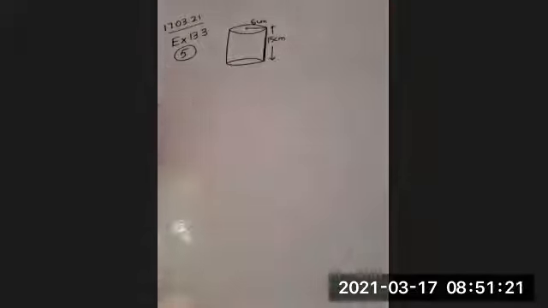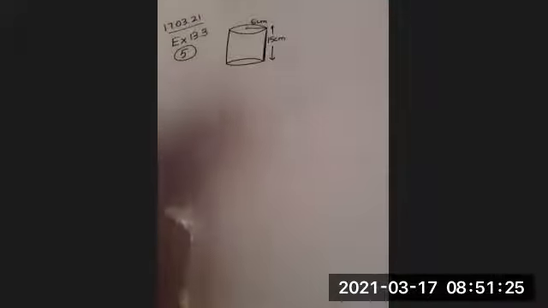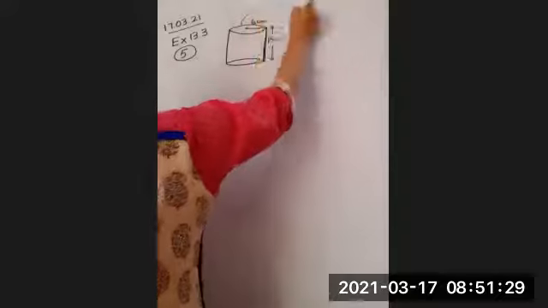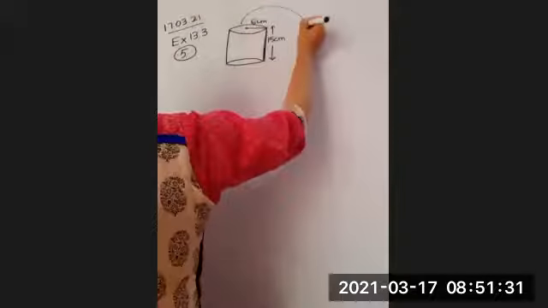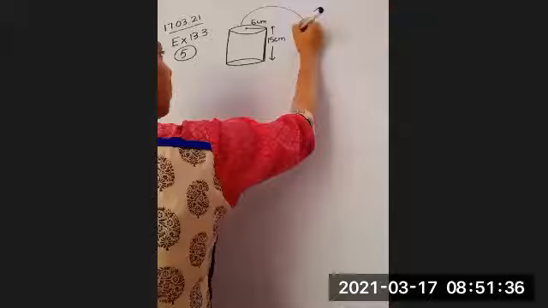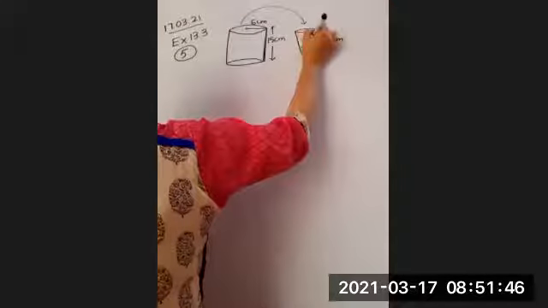Now this ice cream is to be filled into cones of height 12 centimeter and diameter 6 centimeter. अब इस आइसक्रीम को कोन्स में भरना है. What is the height of the cone given to us? 12 centimeter. And radius? 3 centimeter.